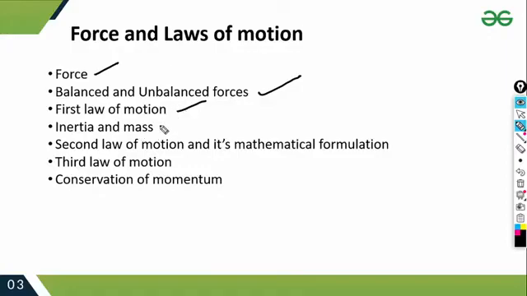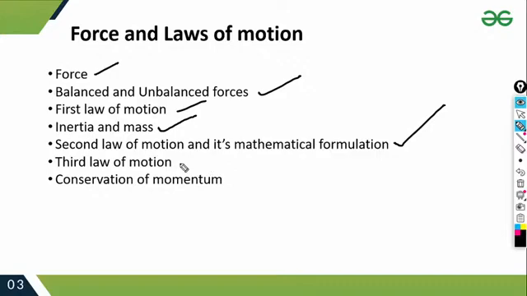Next we'll see inertia and mass. What is inertia, what is mass? It actually helps us understand these laws of motion in a better way, so that's why we are going to see that. And then we'll see the second law of motion and its mathematical formulation. We'll see how we are going to derive the equation in a simple way, and you will be able to understand things easily with the help of that.